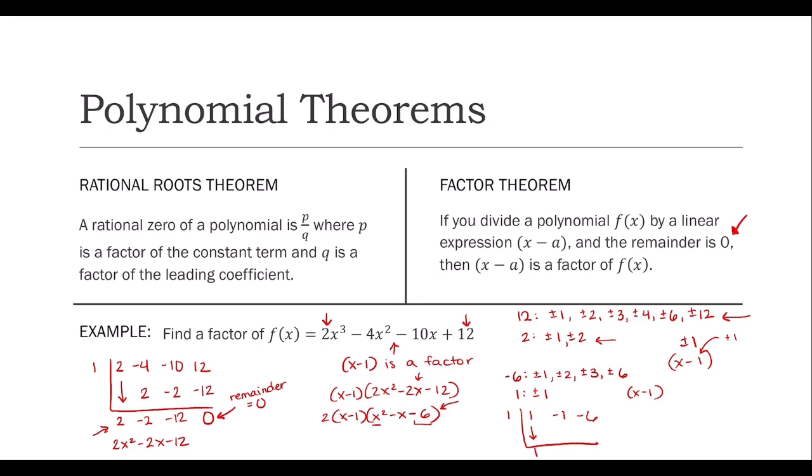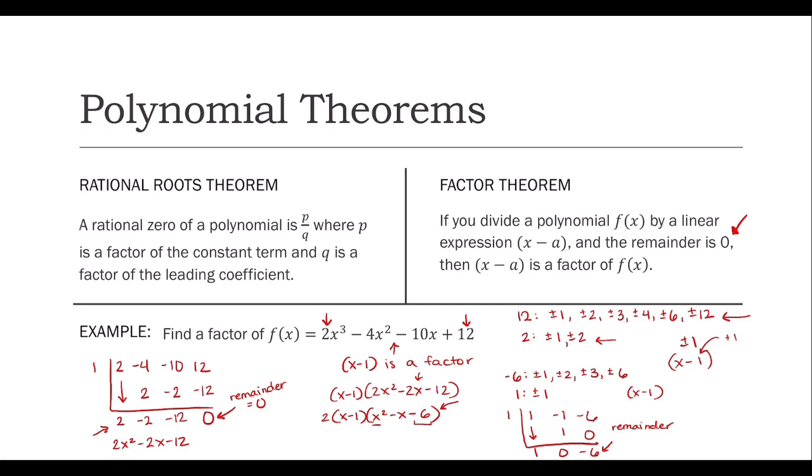We'll bring down our 1. 1 times 1 is 1. Negative 1 plus 1 is 0. 0 times 1, 0. Bring down our negative 6. So here we have a remainder of negative 6, which means that x minus 1 is not a factor of our x squared minus x minus 6. So we'd have to try something else.